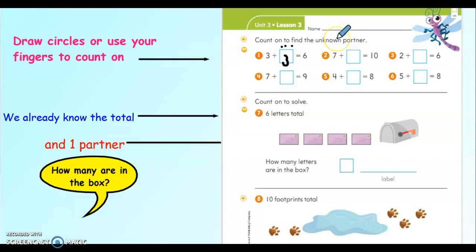So we'd say 7, 8, 9, 10. How many fingers do you have up? It's 3. Good. For the rest of these, you can choose which method you want to use. You can put the dots above until you reach the total, or you can count on with your fingers.